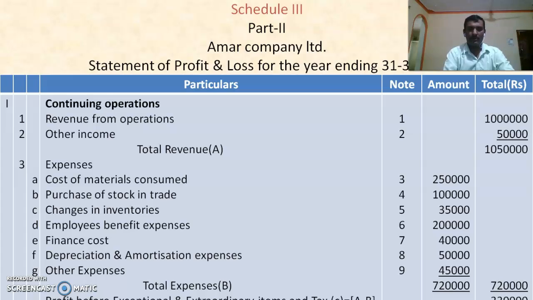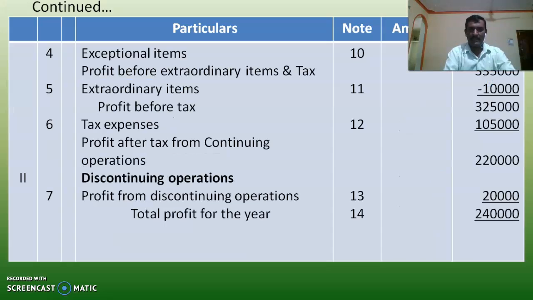Then we will get rupees 2,20,000 as a profit before exceptional, extraordinary items and tax. And from that we have to subtract the exceptional items. In this case, there is a positive amount of profit on exceptional items, which is 5,000. We have to add that, then we will get 3,35,000, and it is called profit before extraordinary items and tax. And then we have to subtract the extraordinary items which we have got from the note, rupees 10,000 as a negative figure because it is a loss. Then we will get rupees 3,25,000, and it is called profit before tax.